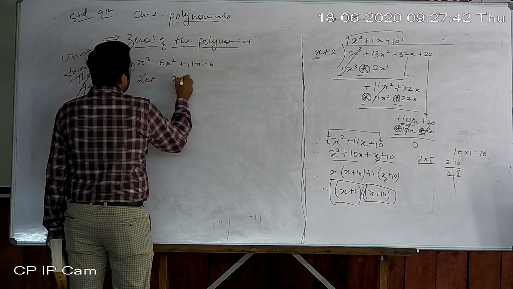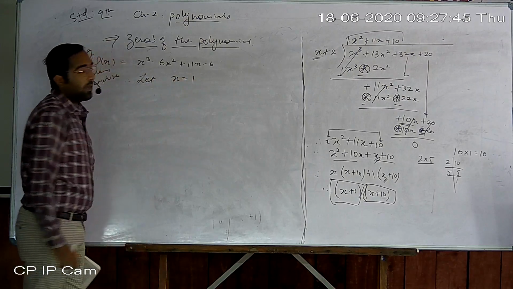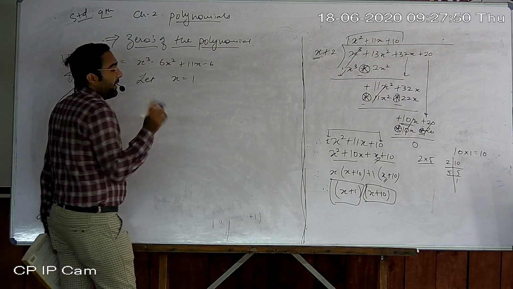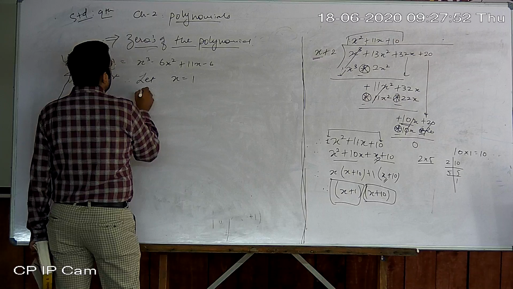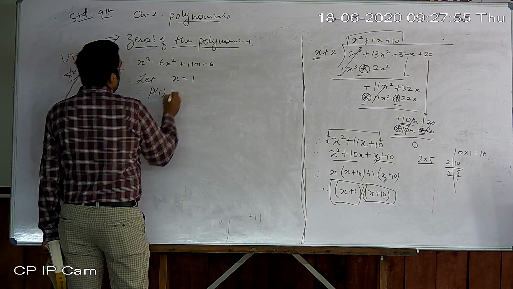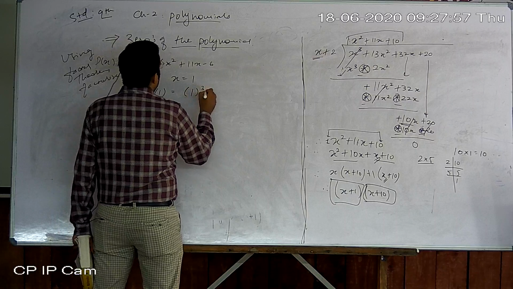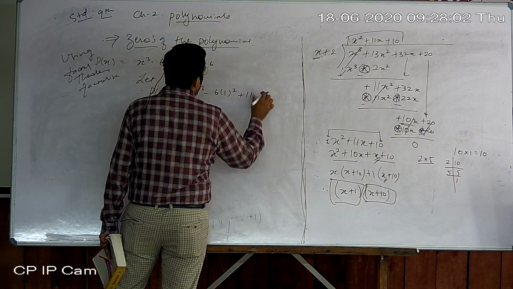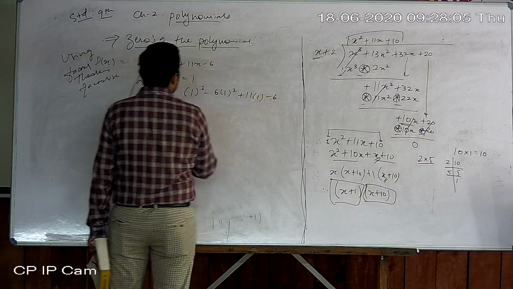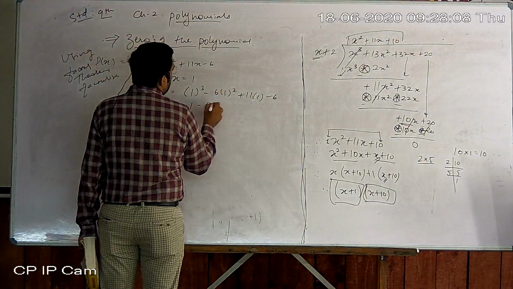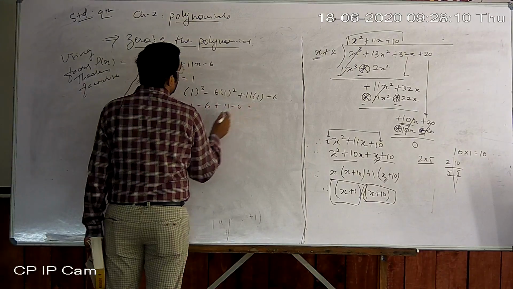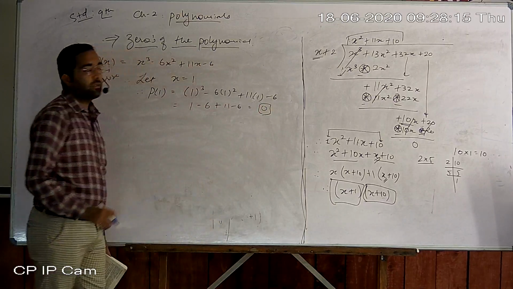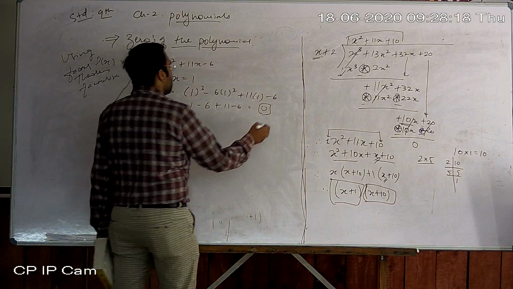So let x equal to 1. Using the remainder theorem, I'll put the value of x in p of x. P of 1 is 1 cube minus 6 into 1 square plus 11 into 1 minus 6. That is 1 minus 6 plus 11 minus 6, that is 12 minus 12, that is 0. Here my remainder comes 0.